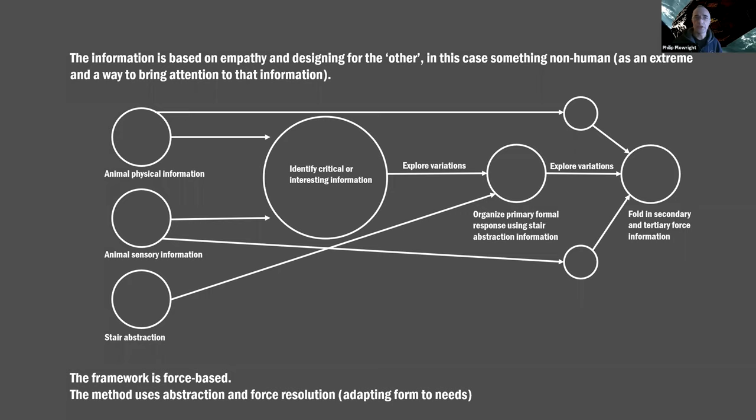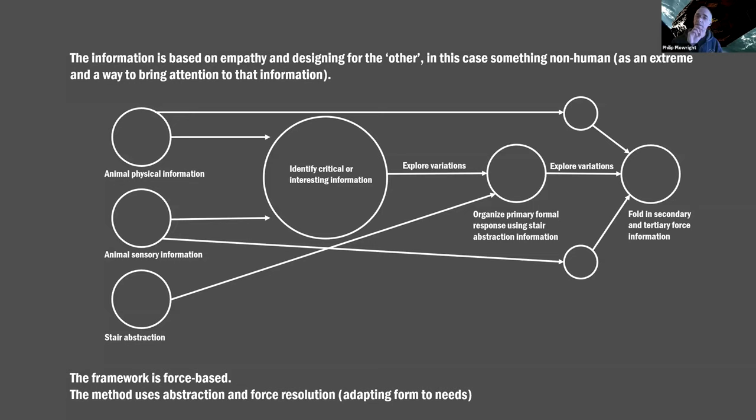This is a standard force-based methodology, where it's running three different lines of information. It wants to look at the animal physical information, it wants to look at the animal sensory information and its context, and it wants to look at an abstraction of a stair. So what is the nature of a stair? What are all the elements? What do all those things do? Those are three different groups of information.